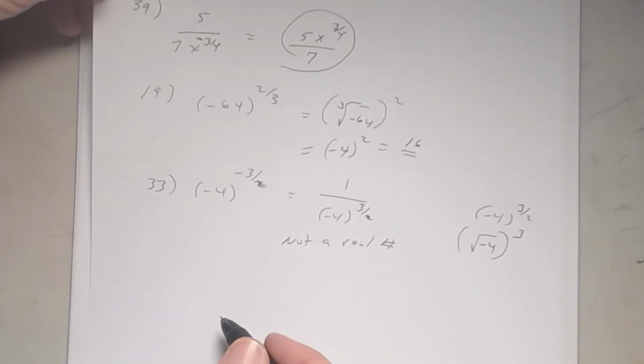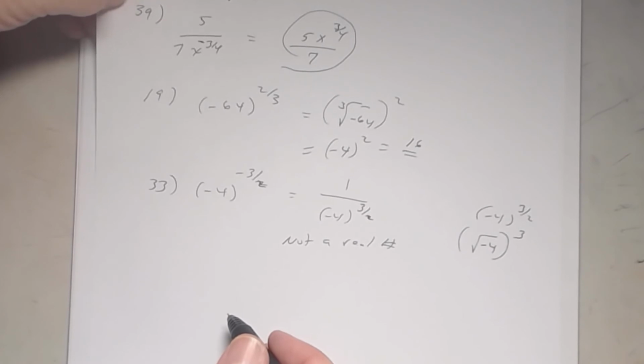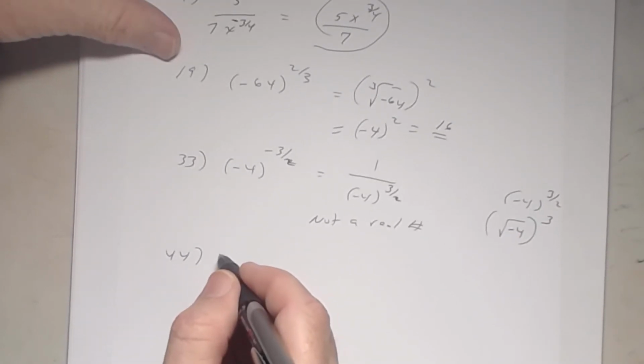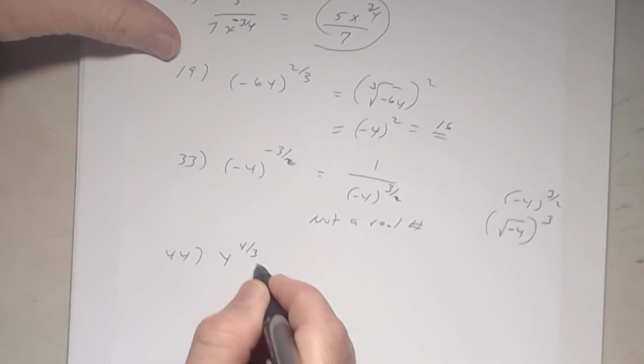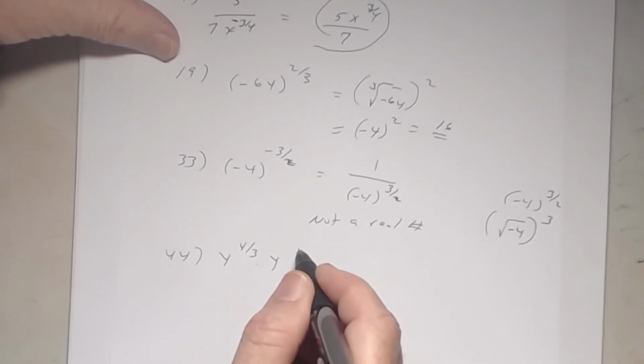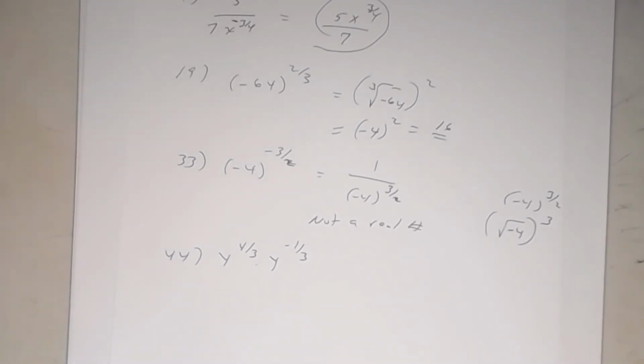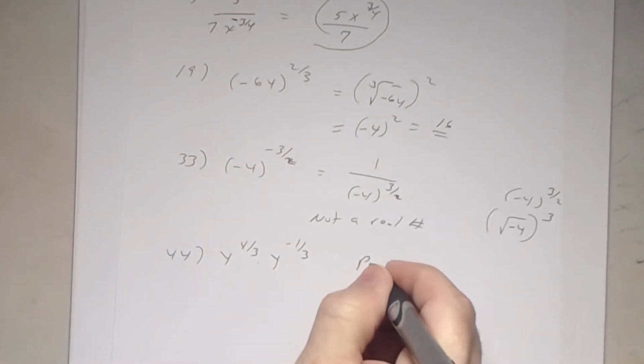All right, let's look at 44. You have y to the 4/3 times y to the negative 1/3. All right, so remember last semester, one of the properties you learned was the product rule. The product rule.